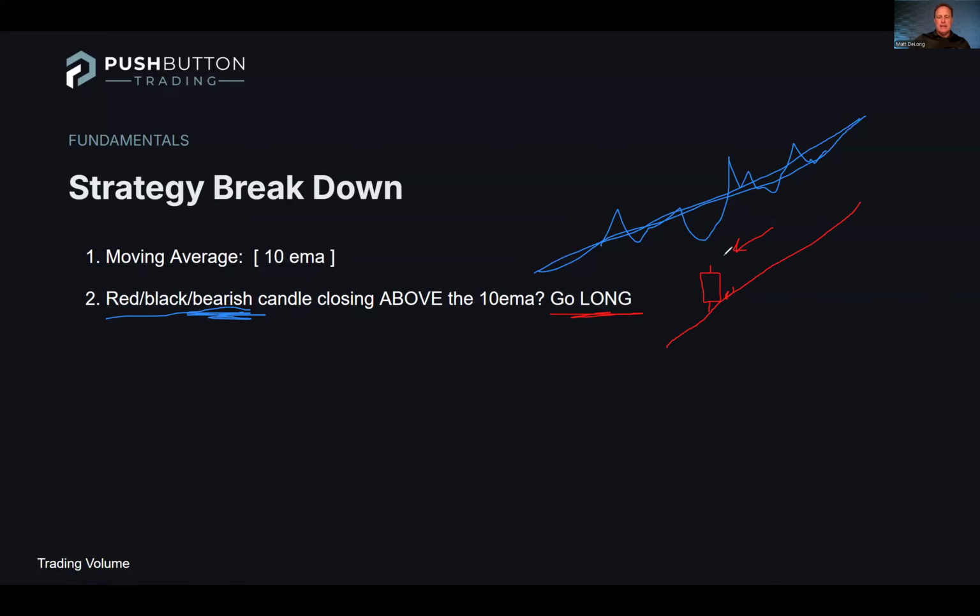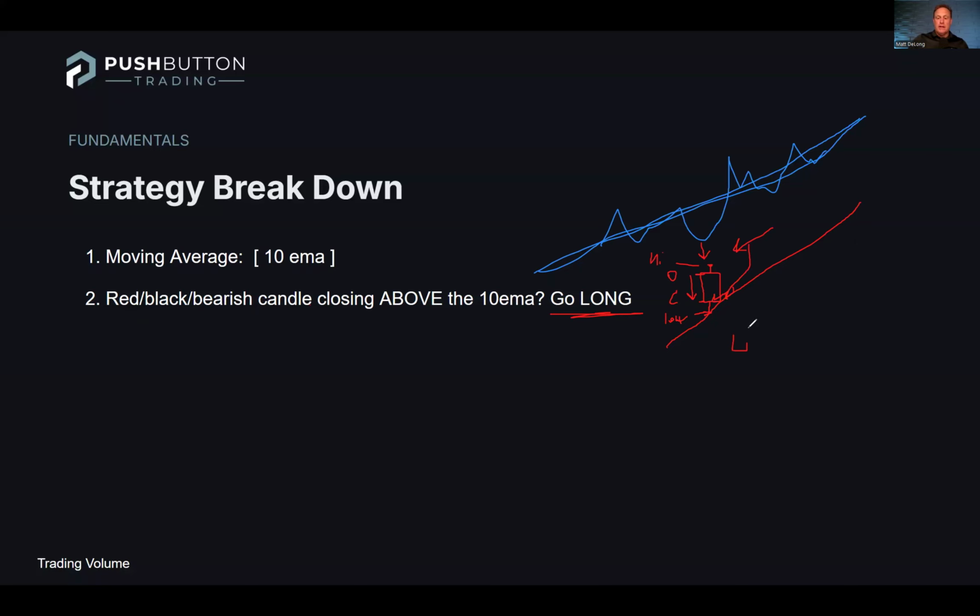So our 10 EMA looks like this, and we're looking for a red or a bearish candle closing above it. Now, if you're a student of the candlesticks, you know that the upper wick represents the high, the lower wick represents the low, and our candlestick is going to be moving downwards. So this represents our open, and this is our close. So open here, close here, low here, and our high is up here. So again, in this case, we're looking for a red or a black or a bearish candle closing above, right? In this case, we're just closing above.